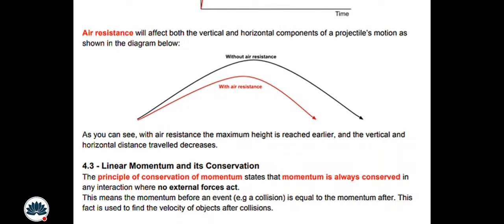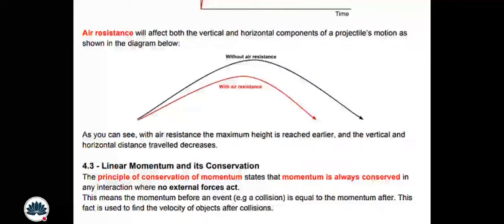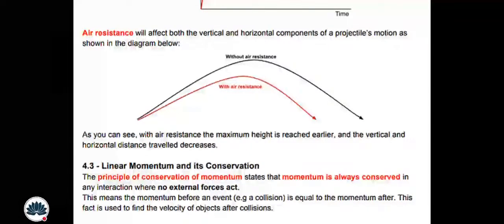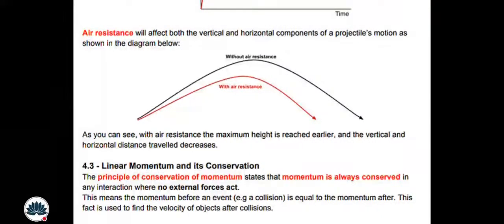The linear momentum and its conservation. The principle of conservation of momentum states that momentum is always conserved in any interaction where no external forces act. This means the momentum before an event, for example, before a collision, is equal to the momentum after the collision. This fact is used to find the velocity of objects after collision.